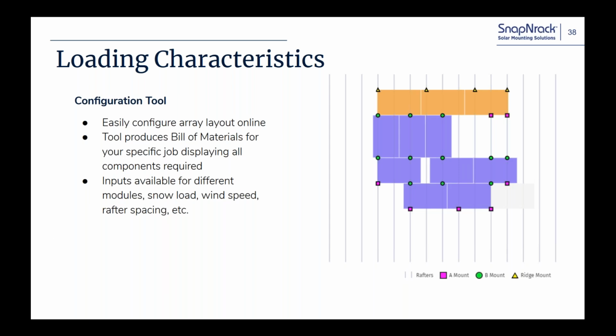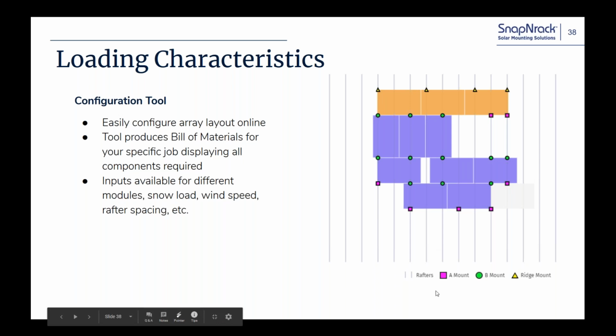We also have design tools online that you can use to help build out a bill of materials. And the Railless tool that we have, you can see here, you can make pretty complicated arrays and it still spits out all the hardware that you would need for that array, including the ridge mounts. These are the triangles at the top, the ridge mounts.